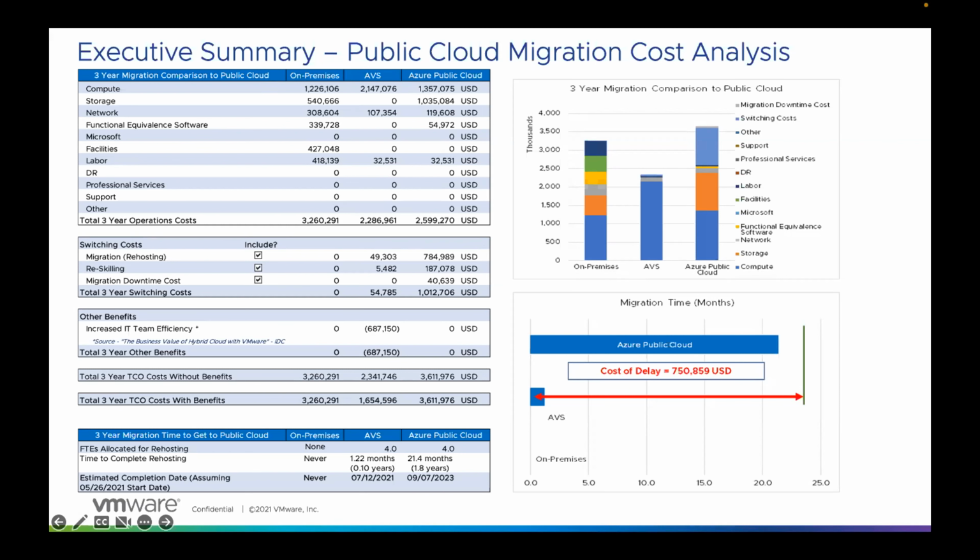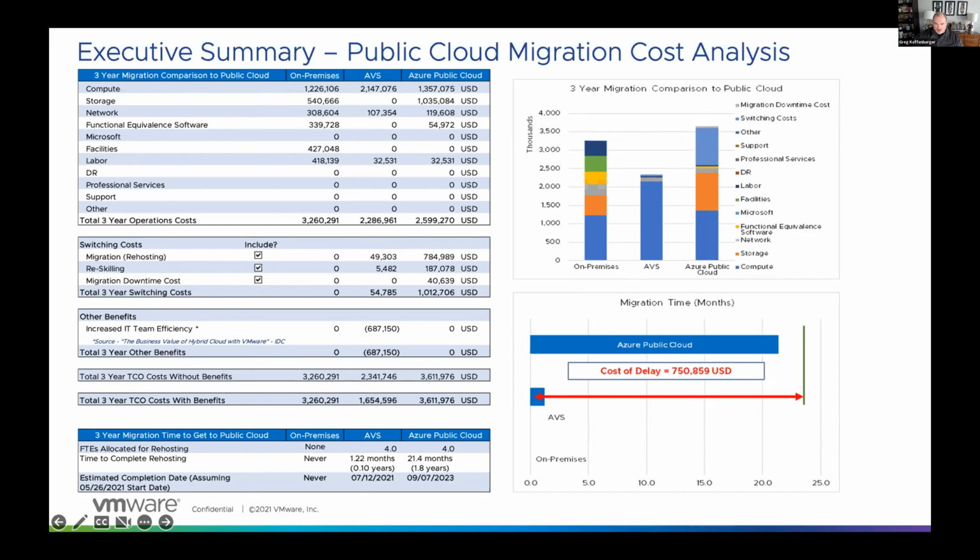Awesome, thank you. And when you put it side by side like this, 3.2 for on-prem, 2.2 for AVS, and then native 2.6, it makes it a no-brainer. So I love the breakdown. It makes it easy visualizing it, just comparing side by side. Does anyone have any other questions as far as a VMware Azure solution while we've got the team on the line?